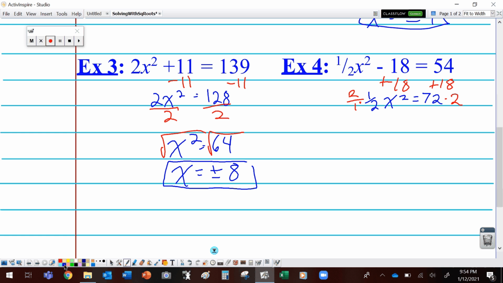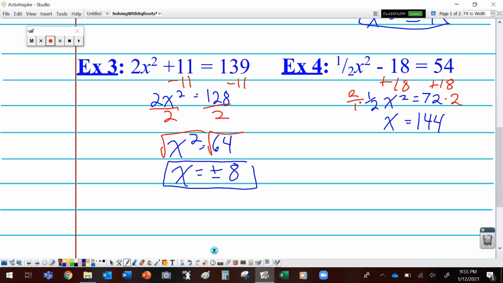Now we know that if I multiply by the reciprocal, we multiply straight across. 2 times 1 would be 2. 1 times 2 would also be 2. So I'd have 2 over 2 times x. Well, 2 over 2 is just 1, and 1 times x is just x. So that's the whole reason we do that. Then on the right side, 72 times 2 is 144.